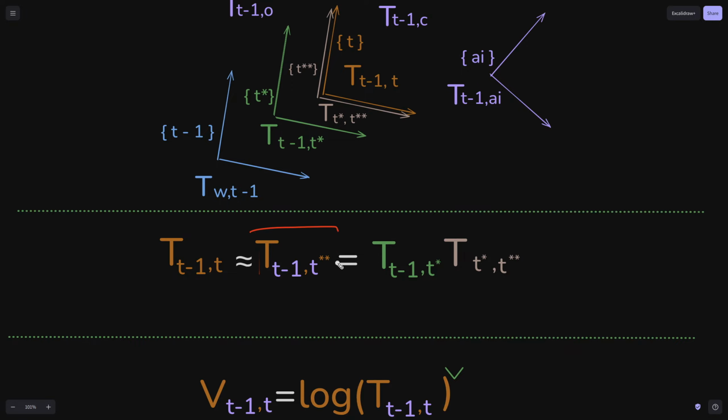And what is this thing? Well, it's the first iteration composed by the second iteration, okay? Because those collapse, and you get t minus 1 and t star star. Okay, and that's how you solve the problem, okay?